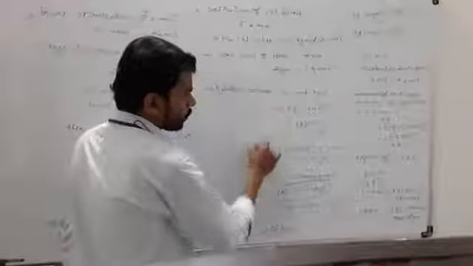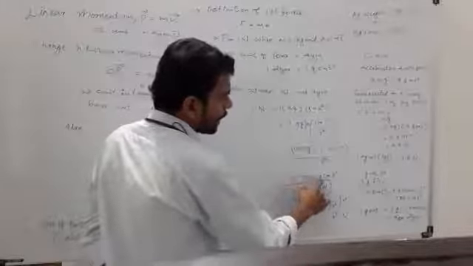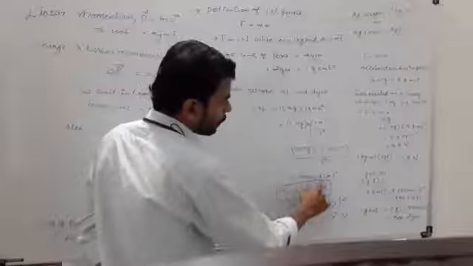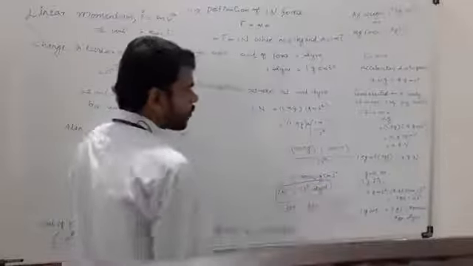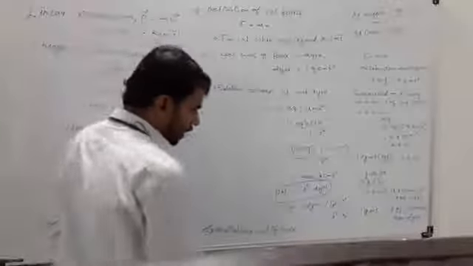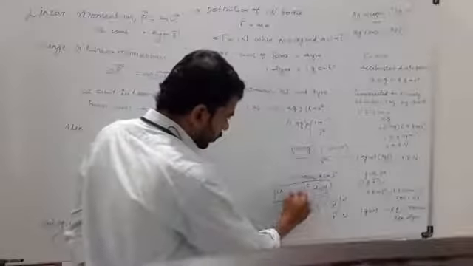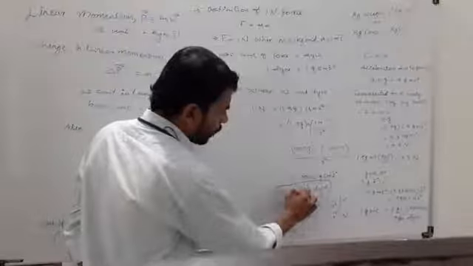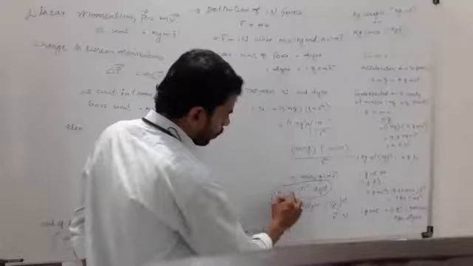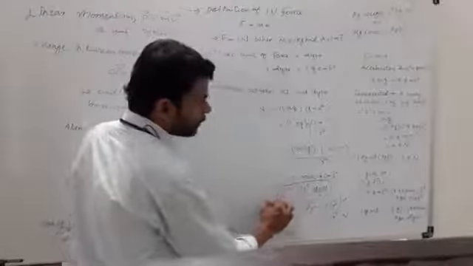So 1 Newton force is 1 lakh gram centimeter per second square, or 10 power 5. This is nothing but dyne. So 1 Newton force is 10 power 5 dyne. And similarly, 1 dyne is equal to 1 by 10 power 5 Newton.